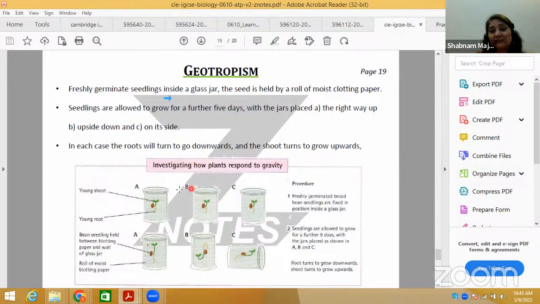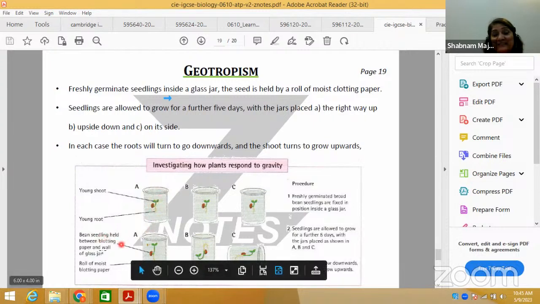Investigating how plants respond to gravity. Aapke paas ye dekho, ye hai A mein ye dekho, this is gone, ye diya hua hai. This is young root. Uske baad ye jo hai, testa hai. Ye young shoot hai. Phir bean seedlings held between the blotting paper, ye dikhaya hua hai. Phir uske baad ye B mein, aur this is C. Procedure one, what is procedure one?